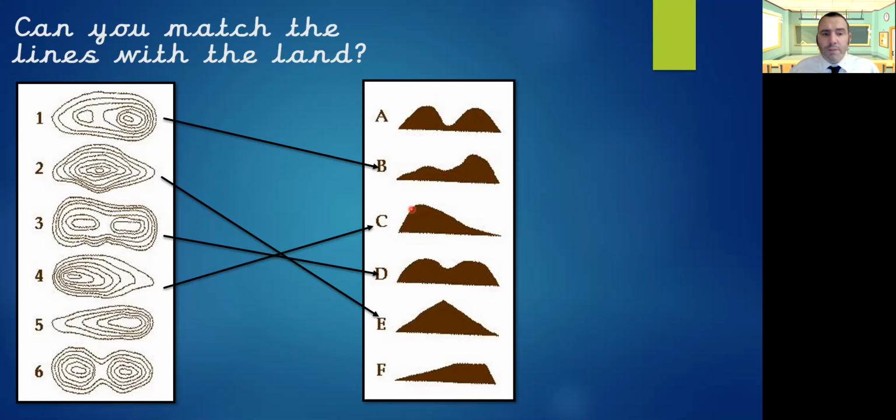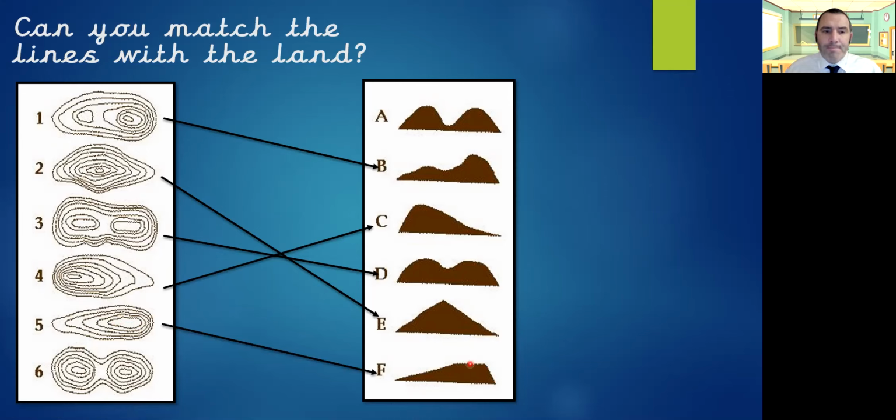Number 5, again, the peak's all the way off to one side, and it's not a sharp peak, it's a very flat surface. So we can see that because we've got a big flat point here, and there's nothing else in it. So if we look at F, that's got the same features there. So 5 goes with F.